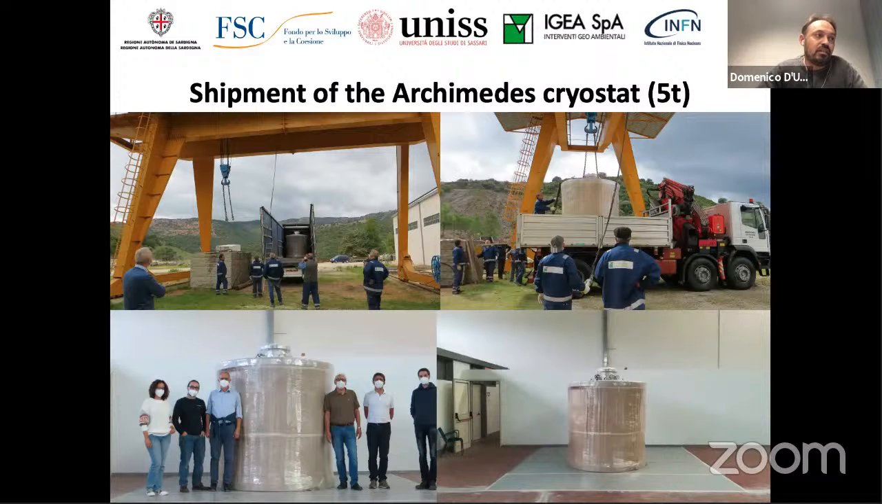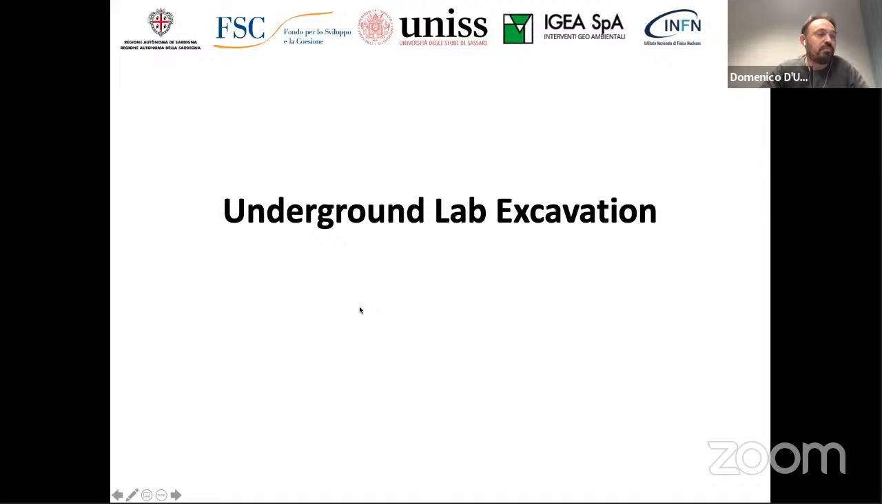Last October, we got the first piece of Archimedes, the cryostat of 5 tons. Here you can see some pictures of the arrival of the cryostat, and that has been put in the hangar just nearby the control room. Another activity that is ongoing is the preparation of the underground lab.